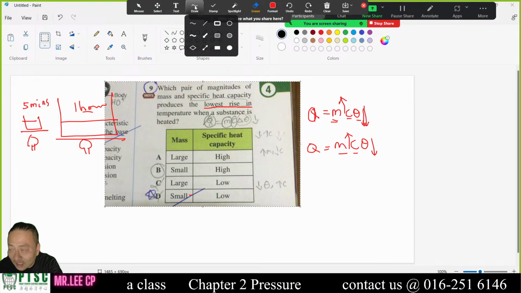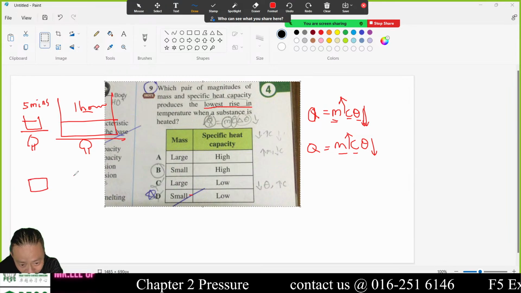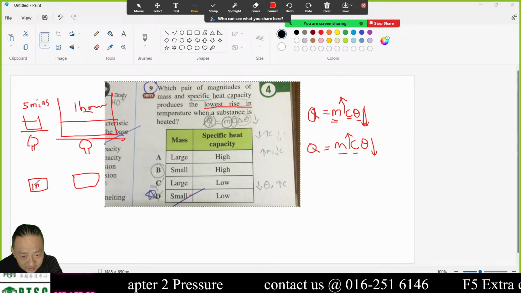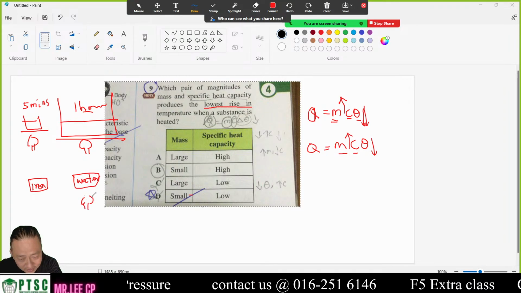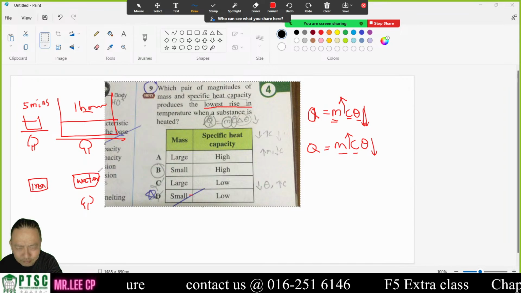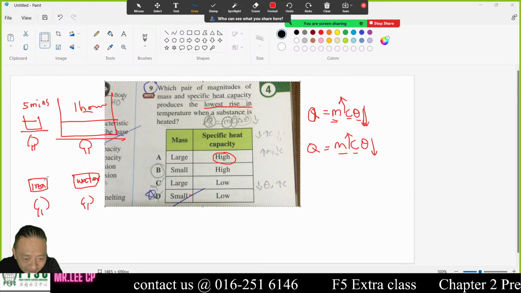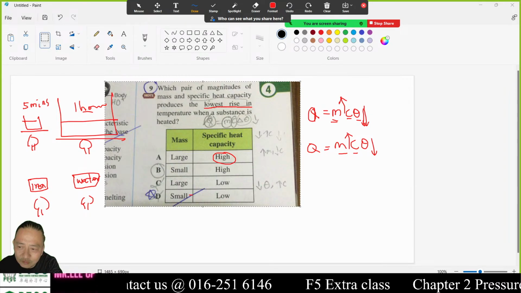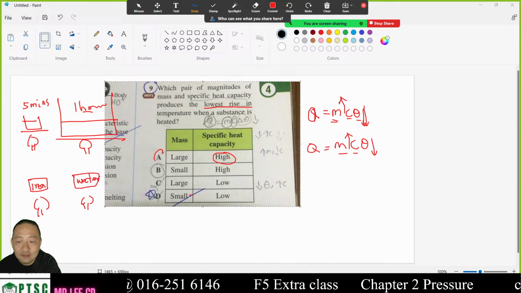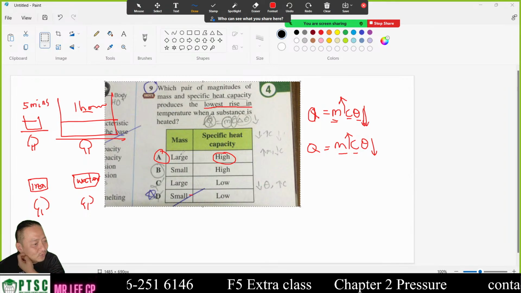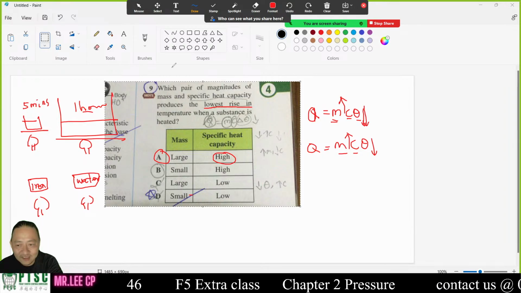Again, heat capacity. I don't want to talk about mass anymore. Same mass right now. This is iron. This is water. You heat up the water, very hard to heat up, because the heat capacity is very high. You heat the iron, quickly it heats up already. Very fast increase in the temperature. So what's the answer? The answer is A. How can it become D? No, not D. Alright. Understand?